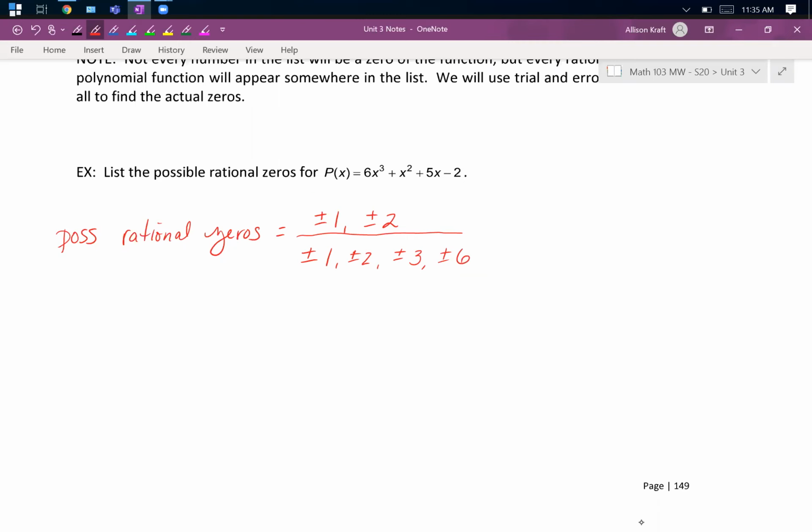So actually what I usually do is I'll write it like this. I'll just put plus or minus and then put a parenthesis so I don't have to write the plus or minus over and over again. Some of these numbers have a ton of factors, and I don't want to write plus or minus every time, so I usually write it like that.